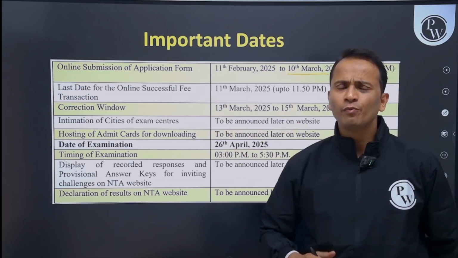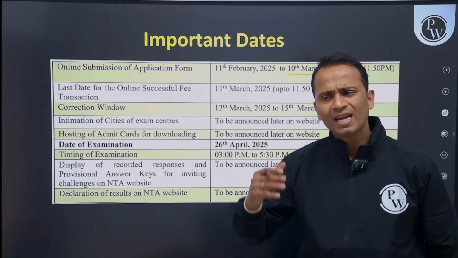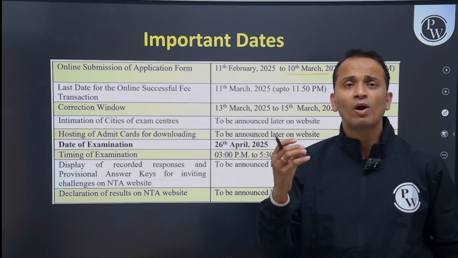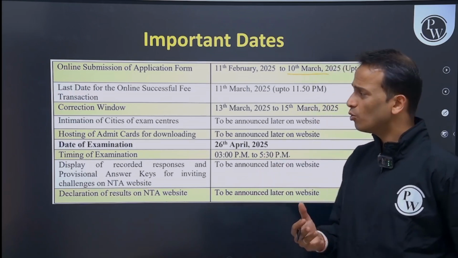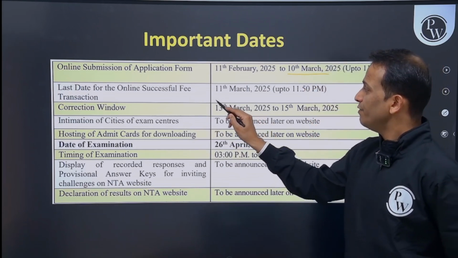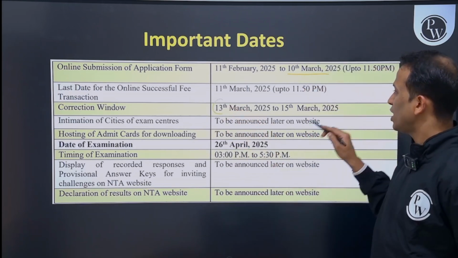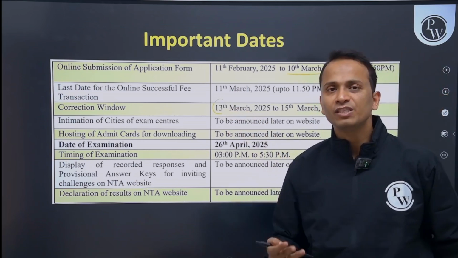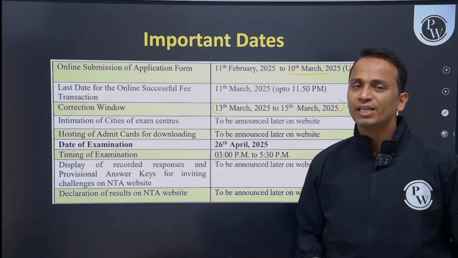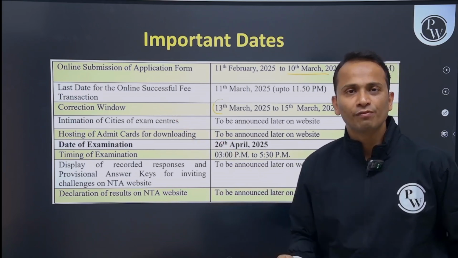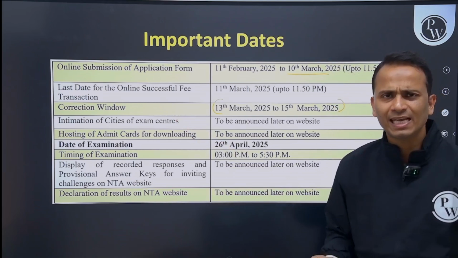Now the correction window, when you have already filled the form and in case you think that you have filled anything wrong, okay, so to correct those information which can be edited, the window starts from 13th of March and it will end on 15th of March. So 13th, 14th and 15th, you will get 3 days to correct any of the details that you have filled in the examination form.